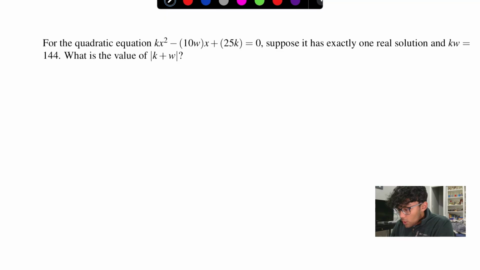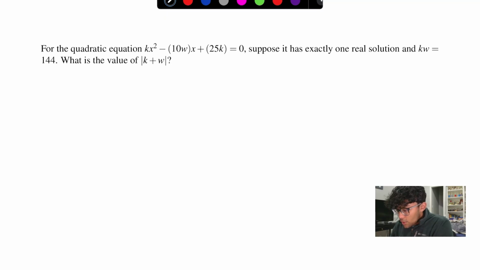Okay, time to move on to question three. For the quadratic equation kx squared minus 10wx plus 25k equals 0, suppose it has exactly one real solution and that kw is equal to 144. What is the value of the absolute value of k plus w?